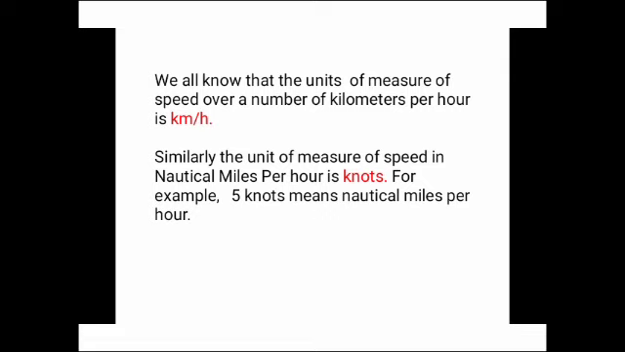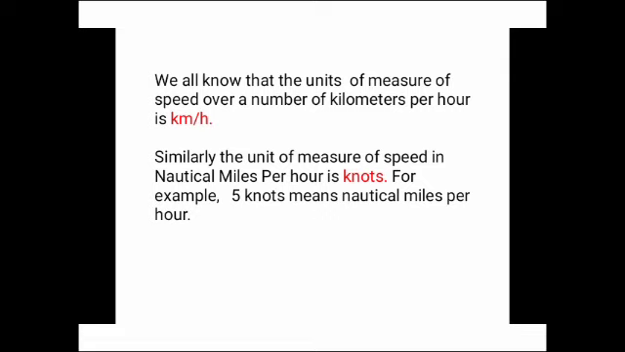Okay, it's knots. So for example, if I say 5 knots, that simply means 5 nautical miles per hour. If I say 10 knots, that simply means 10 nautical miles per hour. Assuming I say a plane or a ship was moving at 100 knots east, I'm saying that the ship was sailing at a speed of 100 nautical miles per hour. So that's how we can understand knots.